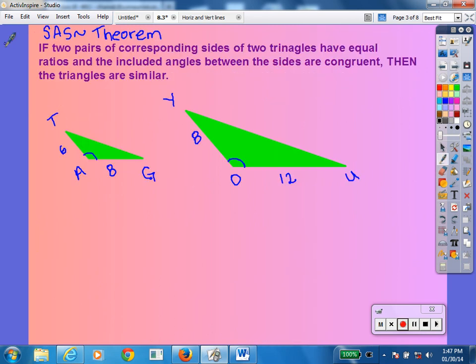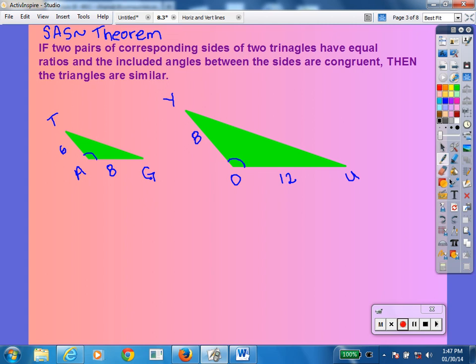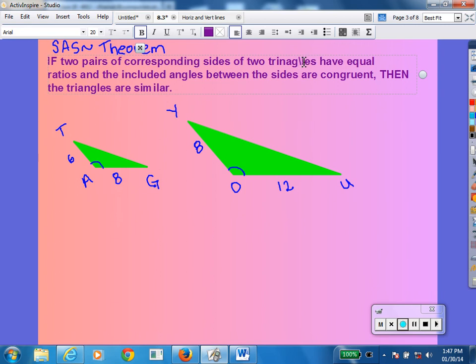Last one is the side-angle-side similarity theorem, different from side-angle-side congruency. Okay, it says this: if two pairs of corresponding sides of two triangles, misspelled, let's fix that right now. I would be so embarrassed if some adult was watching this or some other teacher. All right, I did it again. Triangles have equal ratios and the included angle between the sides are congruent, then the triangles are similar.